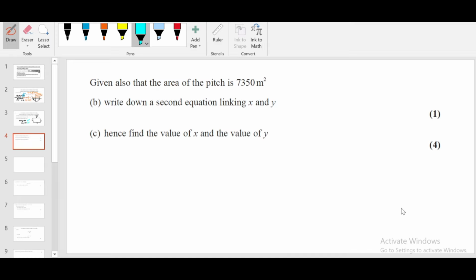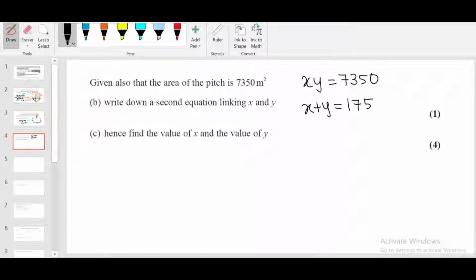Now, given also the area, how do you find the area? Length times the width, which is 7350, and we already got an equation x plus y is equal to 175 from part A. Now, this one is the answer for part B. They just want you to write the equation. 1 mark question. Now we need to solve the simultaneous equation. That's a 4 mark question.